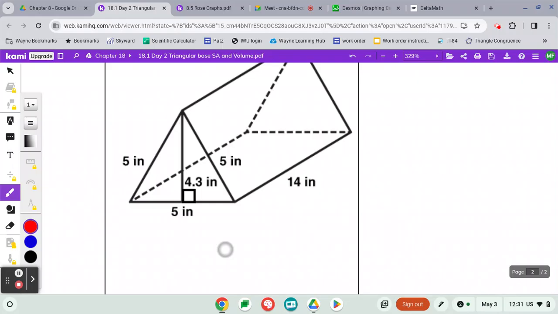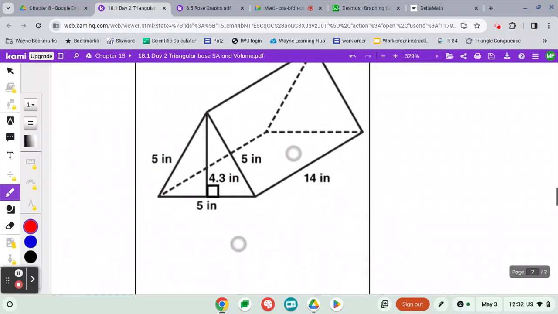So look at the 3 sides. What do you notice about the 3 sides of the base? They're the same. 5, 5, 5. They're equal. What do we call it when there's 3 equal sides to a triangle? Anyone remember? Equilateral. So it's an equilateral triangle.